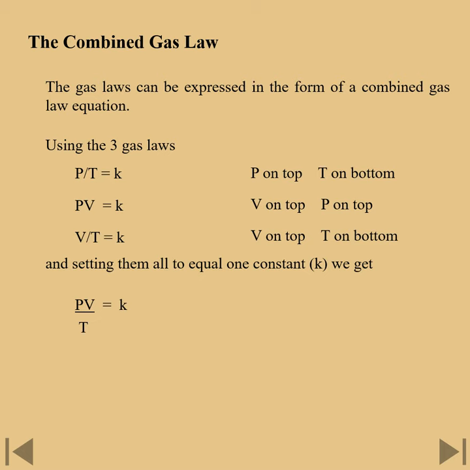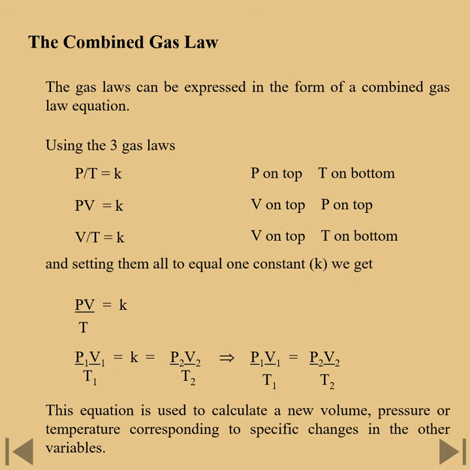Okay, and I think you know where we're going with this. If our initial pressure times volume over temperature equals this constant, and our final pressure times volume over temperature equals this constant, that gives us our combined gas law equation. P1 times V1 over T1 is equal to P2 times V2 over T2. Keep in mind the P's and V's are on the top, the T's are on the bottom of both sides. One side has the 1's, one side has the 2's.